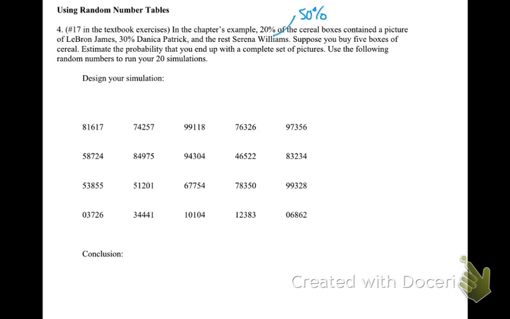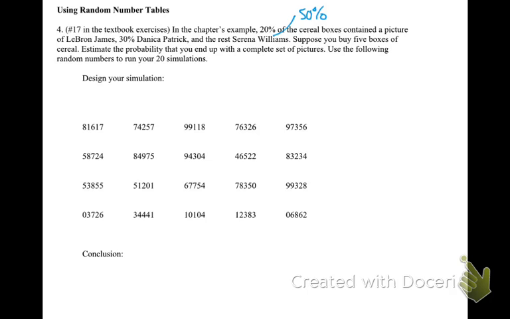Suppose you buy 5 boxes of cereal. Estimate the probability that you end up with a complete set of pictures. Use the following random numbers to run your 20 simulations. Okay. Typically, a random number table will be a bunch of numbers written in order. So what we just did is we got 5 random numbers here, 5 numbers here, 5 numbers here, and so forth. So these are going to be our 20 trials.